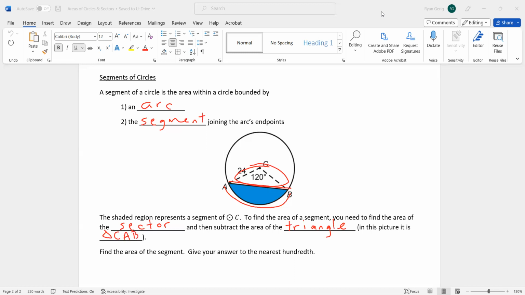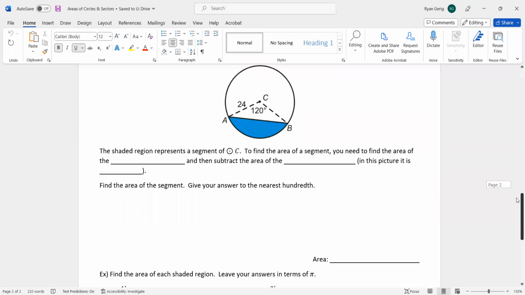I'm going to go ahead and clear everything right now and scroll down a little bit, and then I'll show the work. All right, so the sector, just what we did on the front. So the measure of the arc is 120 over 360 times pi r, which is 24 squared. So I'm going to go ahead and simplify that. So that's 1/3 times 24 squared, I think is 576. Yep.